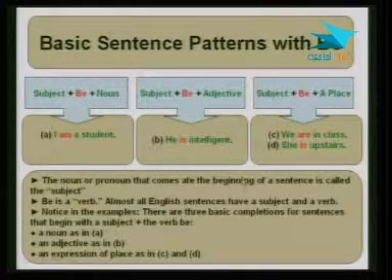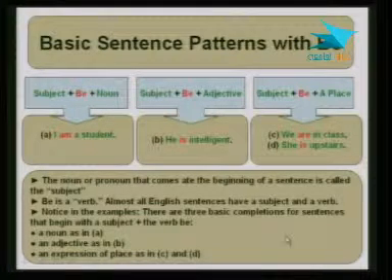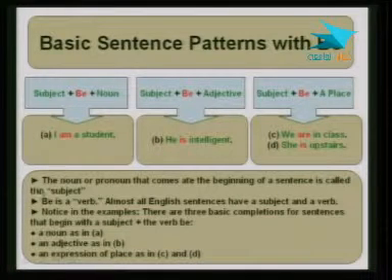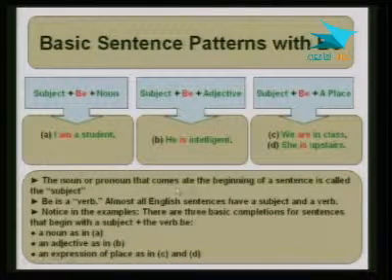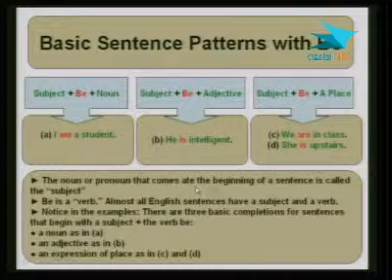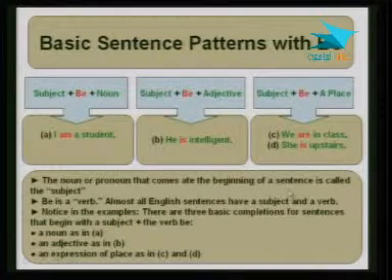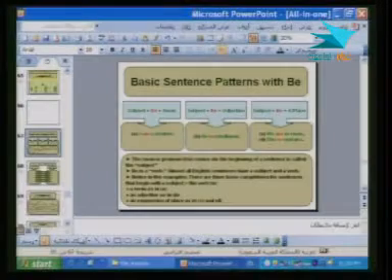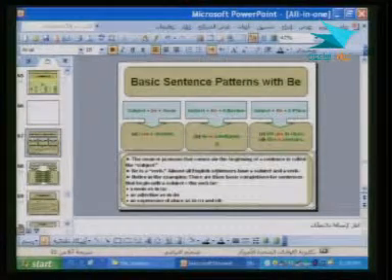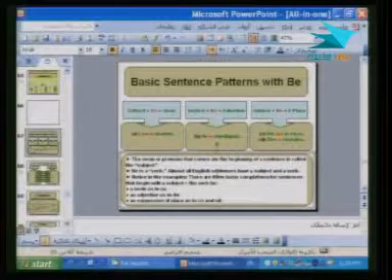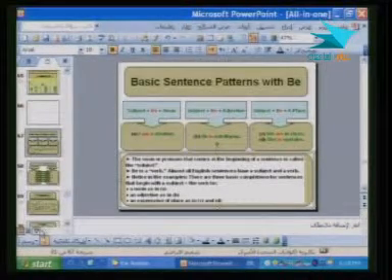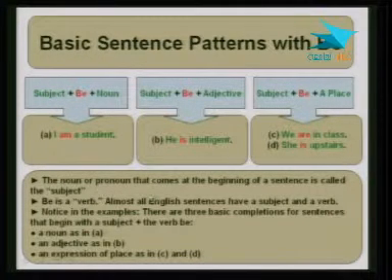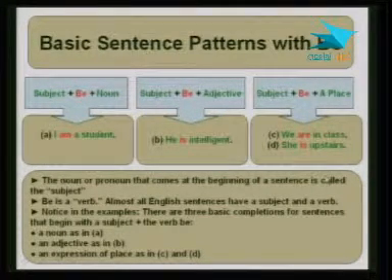She is upstairs. So let's look at the information here in this part of the slide. And here it says the noun or pronoun that comes at the beginning of a sentence is called the subject. All right. Back to the slide again. So the noun or pronoun that comes at the beginning of a sentence is called subject.